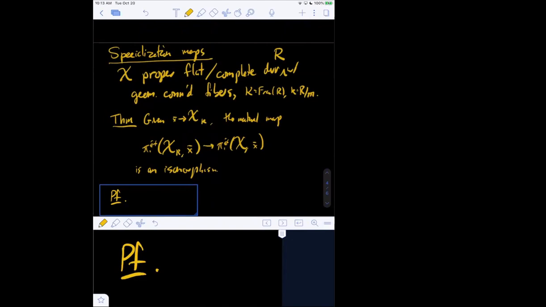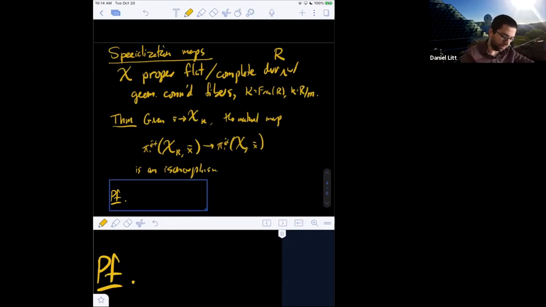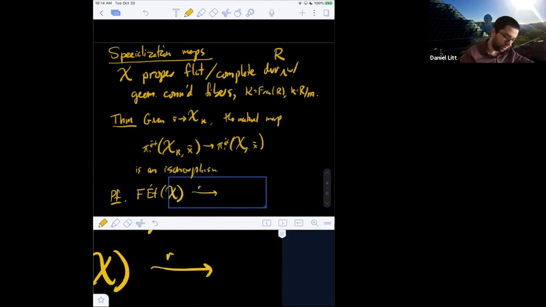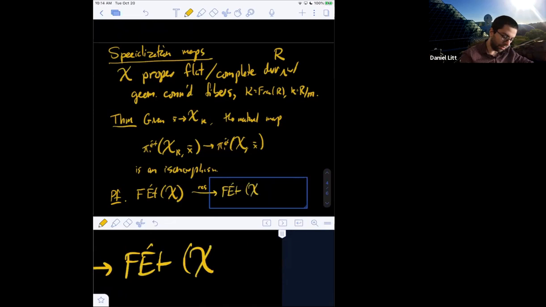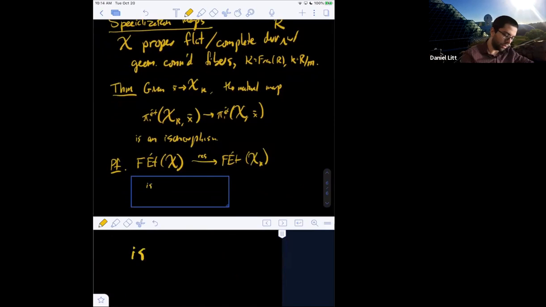This is like if you have an étale cover of the special fiber, then you can extend it to an étale cover of the whole thing. Yeah, that's right. So you have to show that the categories of finite étale covers are the same. What you need to show is that the category of finite étale covers of X, well, there's a restriction functor, that's just base change to little k, to the category of finite étale covers of X_k. You have to show that this is an equivalence of categories. So this is the goal.